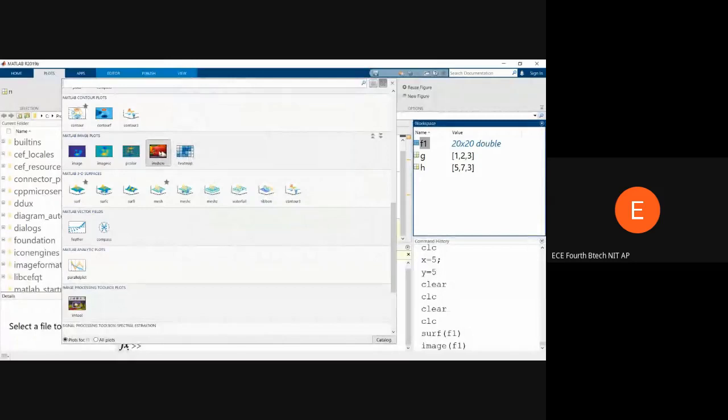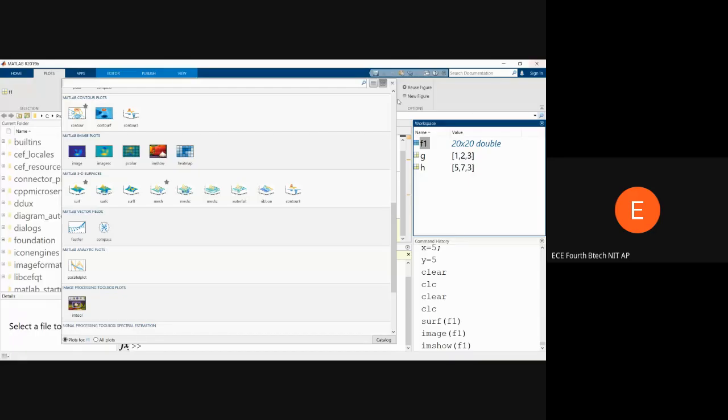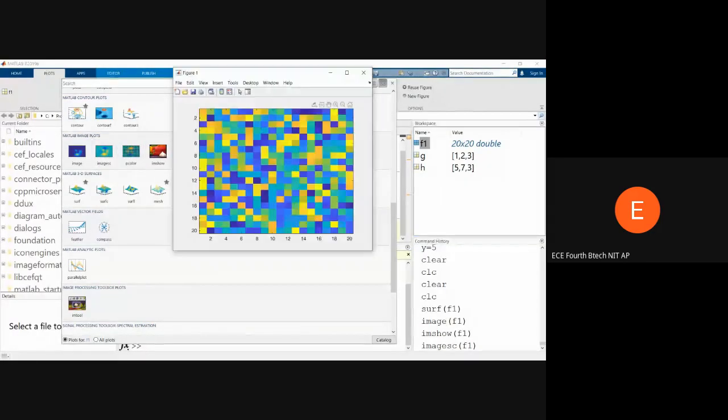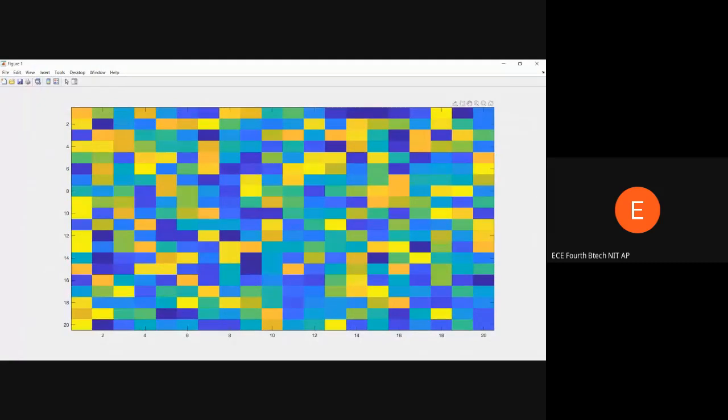Or I can use even imshow also. See, imshow, the moment when I try to use it, is giving this one. But I am showing images, see. Yeah, these are the values here. So each and everything is being displayed with a different color based on the value of the amplitude.